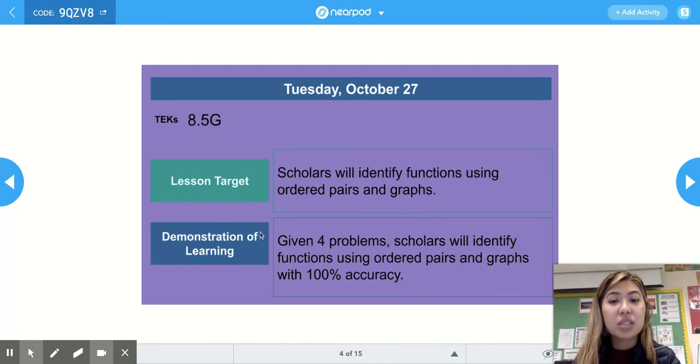Today's TEK is 8.5G, and our lesson target is that scholars will identify functions using ordered pairs and graphs. And our DOL is that, given 4 problems, scholars will identify functions using ordered pairs and graphs with 100% accuracy.